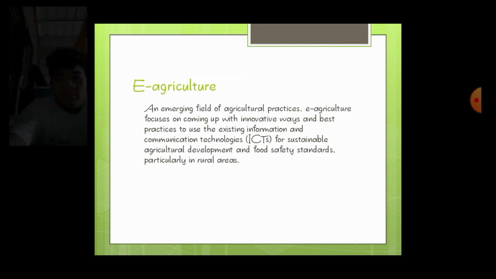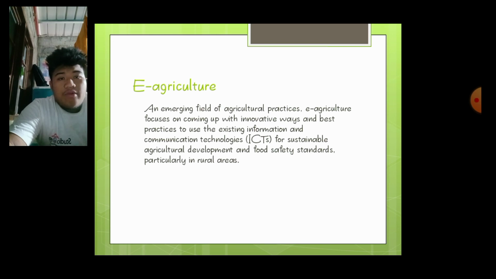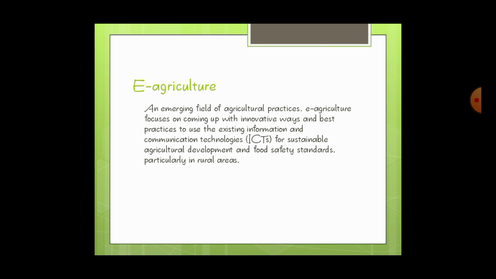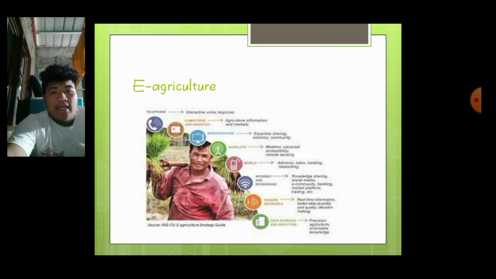E-agriculture, an emerging field of agricultural practices. E-agriculture focuses on coming up with innovative ways and best practices to use the existing information and communication technology for sustainable agricultural development and food safety standards, particularly in rural areas. This is an example of e-agriculture.